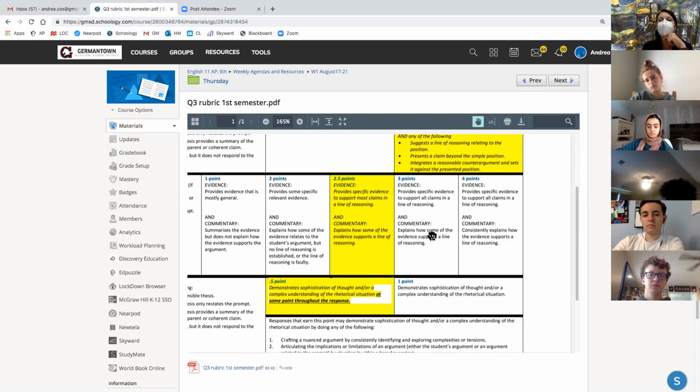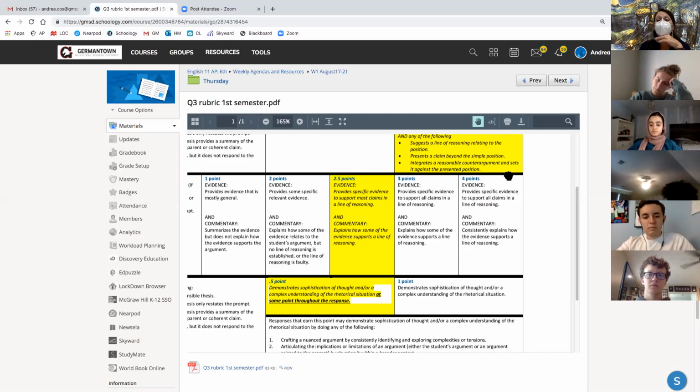but only some of the evidence supports the line of reasoning, so maybe some of your evidence is not quite on topic. And then you get to 4, all right? Provides specific evidence to support all claims in the line of reasoning and consistently explains how the evidence supports a line of reasoning. I'm going to show you an essay in a minute that's got highlighted sections so you can see the evidence and see the commentary, and you'll notice that there's not any extra in the highlights.